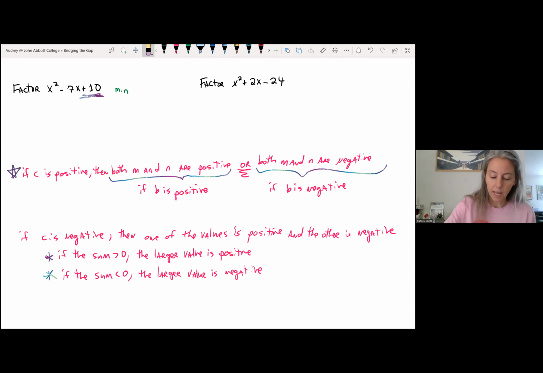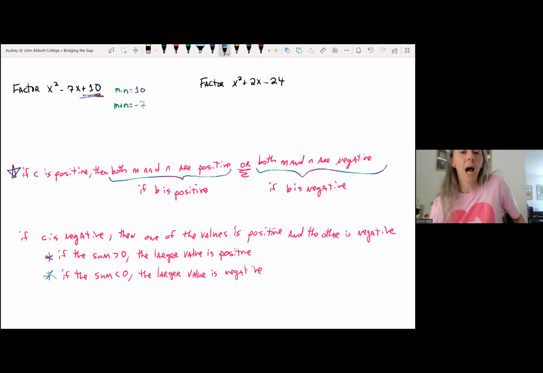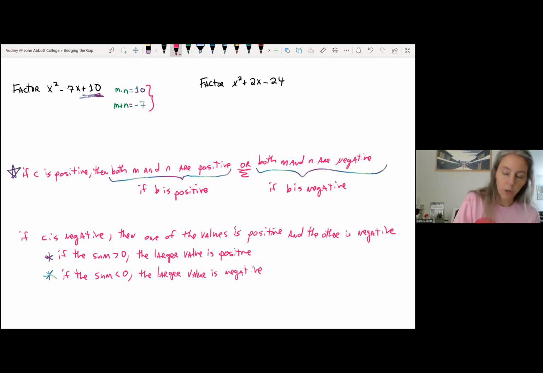Now m times n in this case needs to be positive 10, and we want m plus n to be equal to negative 7. Well, in order for it to equal negative 7, either m or n will need to be negative. But we've said that because our 10 is positive, either both m and n are positive or both m and n are negative. So in this case, they must both be negative. In other words, that positive C value and the negative B value tells me that both m and n are negative.